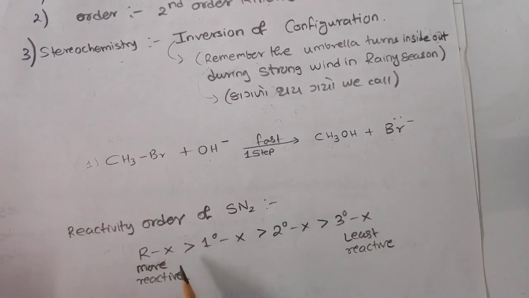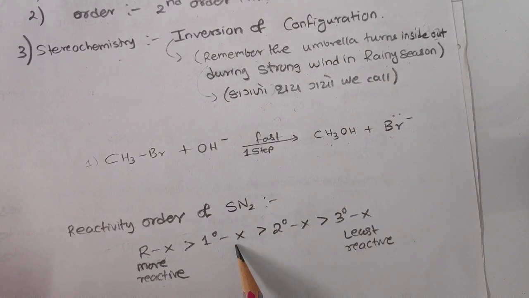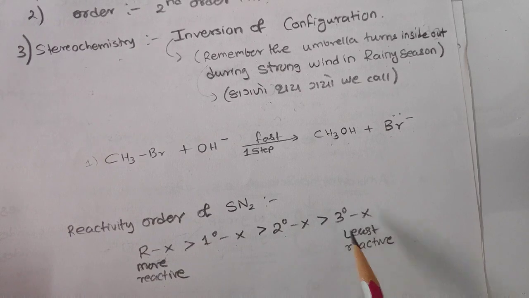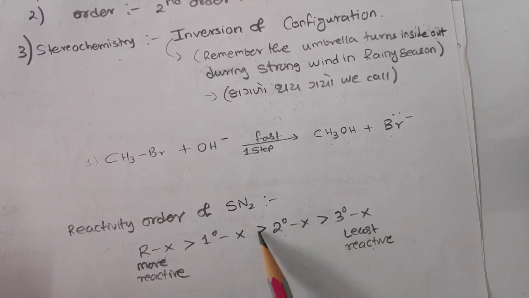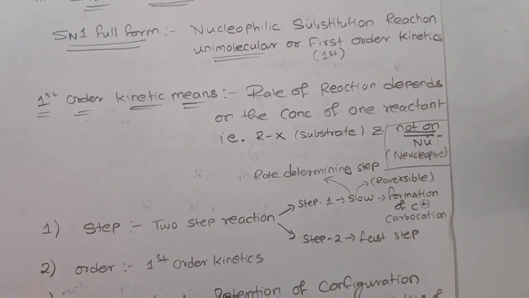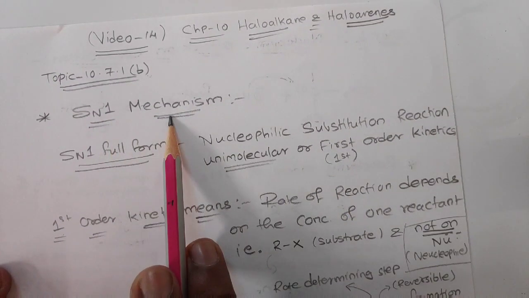Reactivity order of the SN2 mechanism: RX methyl halide is the most reactive, then primary, secondary, and tertiary halide is the least reactive. Now the reverse of this will be in the SN1 mechanism, which we are going to see in the next topic. Next topic is the SN1 mechanism.